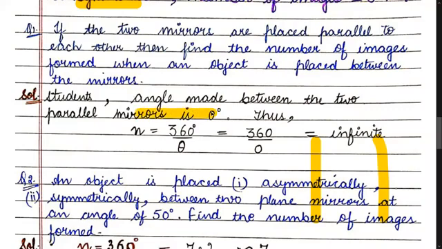Since the mirrors are placed parallel, theta is 0 degree, and 360 divided by 0, something divided by 0 comes out to be infinite. So how many images are formed here? An infinite number of images are formed.